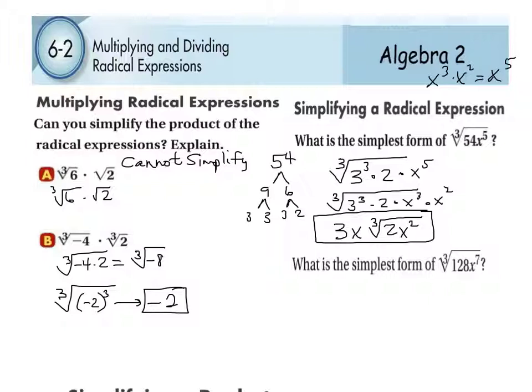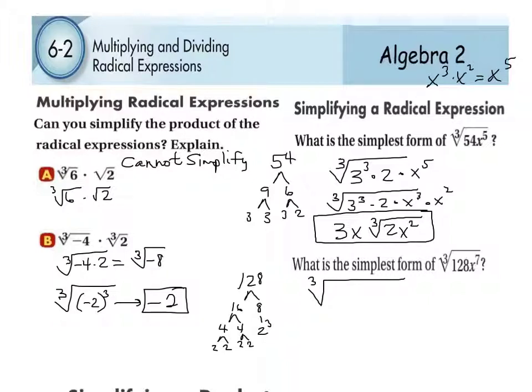Okay? All right, 128. Got to break down 128. Okay? So 128 is 16 times 8. Well, I know 8 is 2 to the third. 16 is 4 and 4, 2 and 2, 2 and 2. Okay? So really, as you look at this, if we break this down, I've got the cube root.